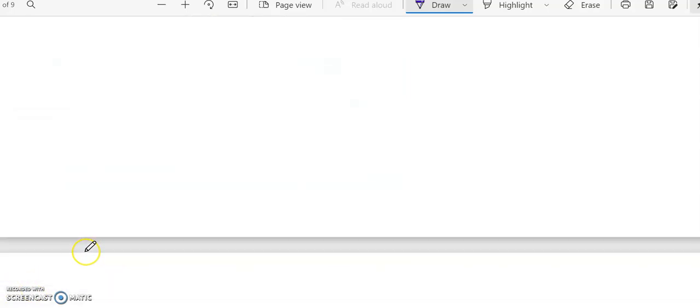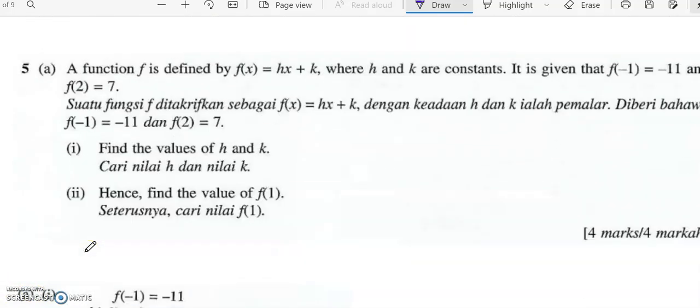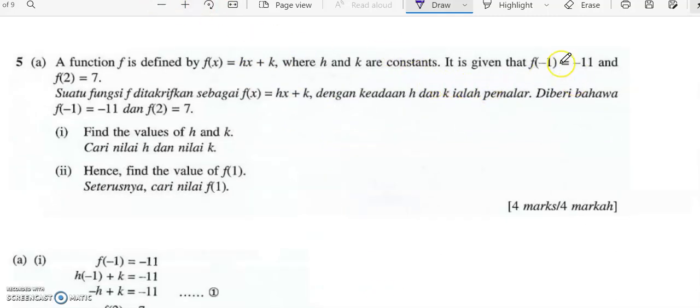Okay, so we proceed to question number 5. A function f is defined by f(x) equals hx plus k, where h and k are constants. It's given that when you substitute -1 into this function, you will get -11. So -1 here is the object, and -11 here is the image. Same goes for this part: 2 is the object and 7 is the image. Find the value of h and k.